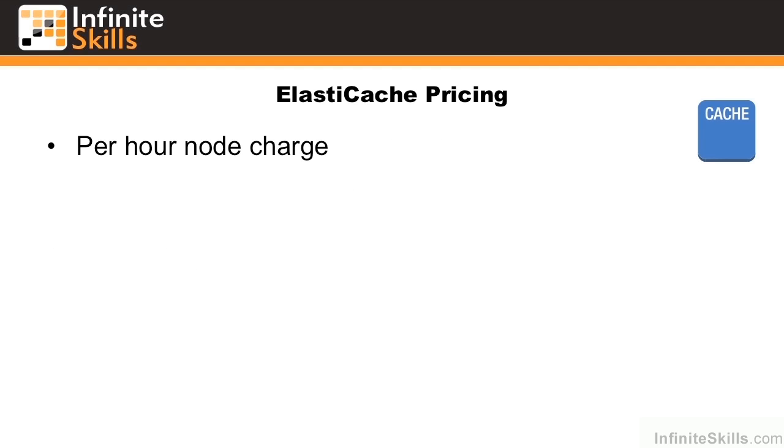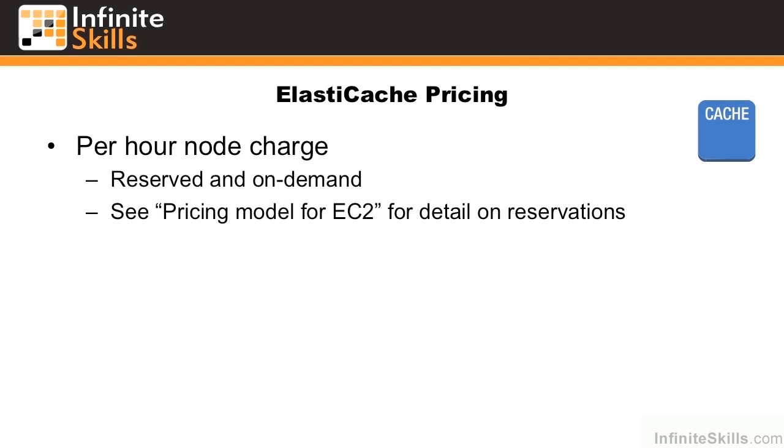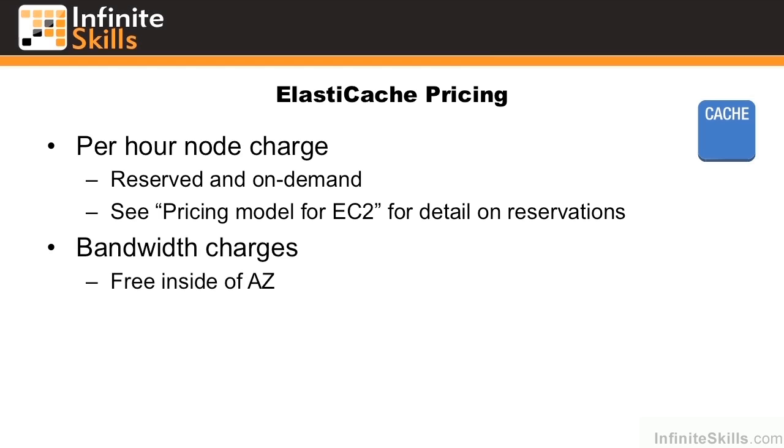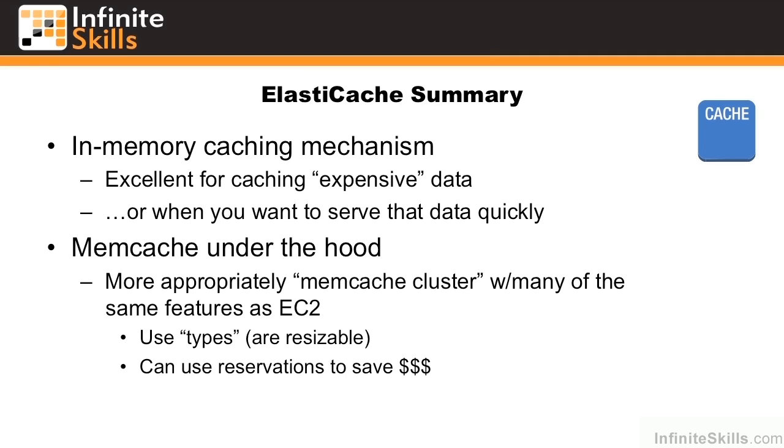Elasticache, like EC2, has a per-hour node charge, with both reserved and on-demand instances available. For more information on reserved and on-demand, see the pricing model for EC2 deck. There are also bandwidth charges, which are free inside of the AZ and 1 penny per gigabyte in and out across AZs.